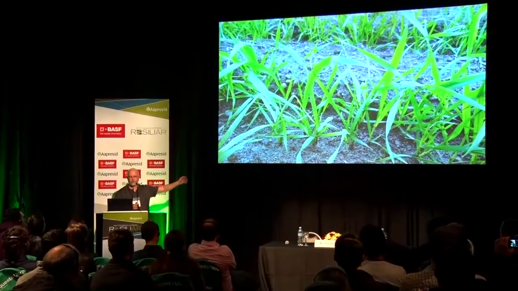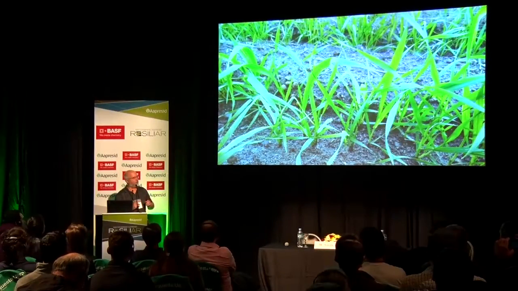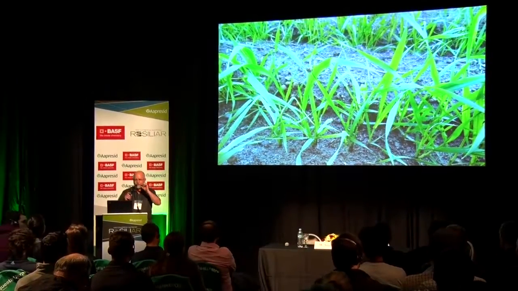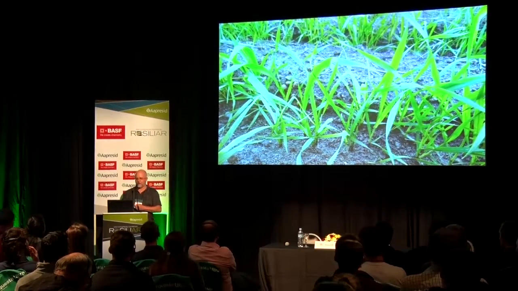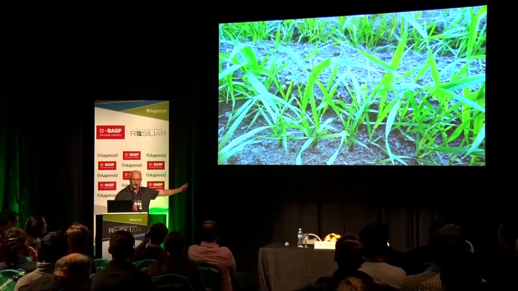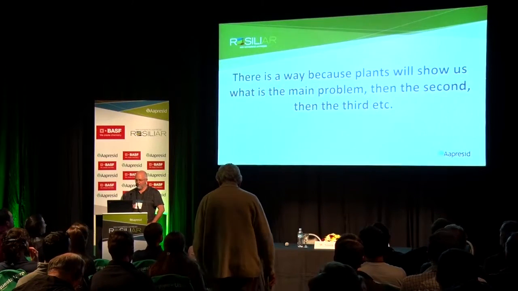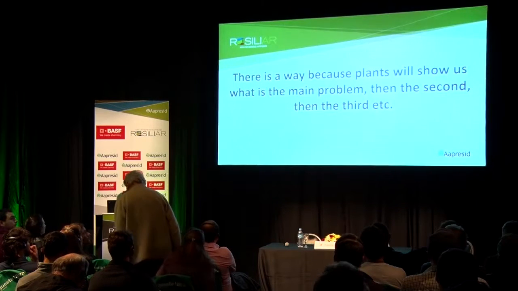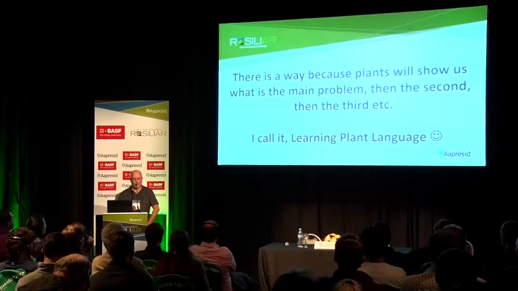But there are three things wrong with that, and hopefully I'll give you a little example of how to know what's wrong. I teach this learning plant language in half a day, so you're getting a very small version, and then we normally go out into the paddocks and put it into practice. Hopefully one day I can come back and do a longer version for you. It looks a mess, but the plants do tell us what is wrong. There is a way to know what is the number one problem, the second problem, the third problem. The plants do talk to us. I call it learning plant language.